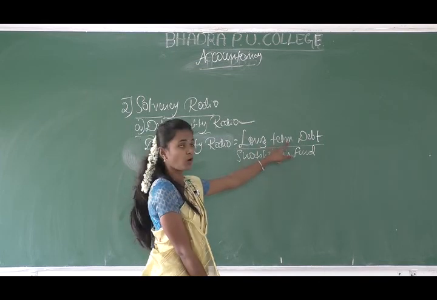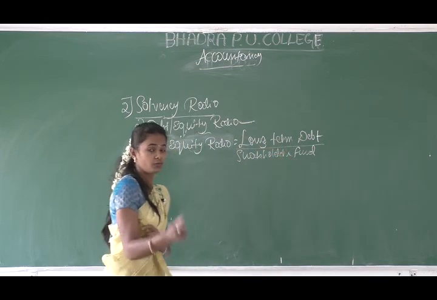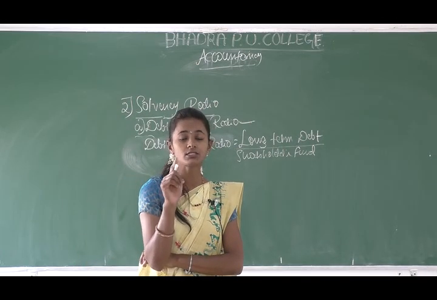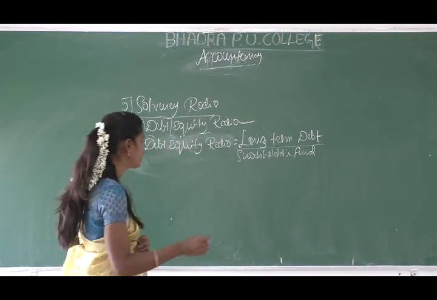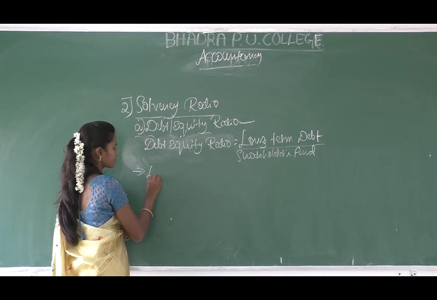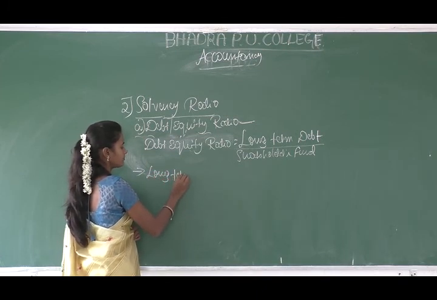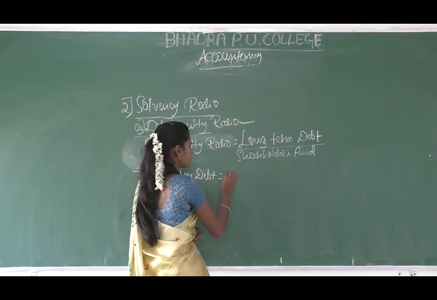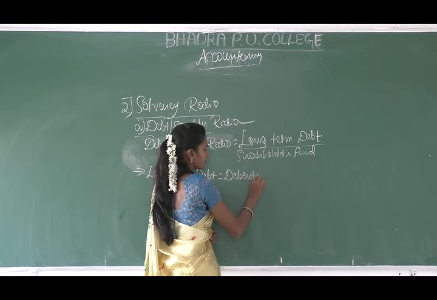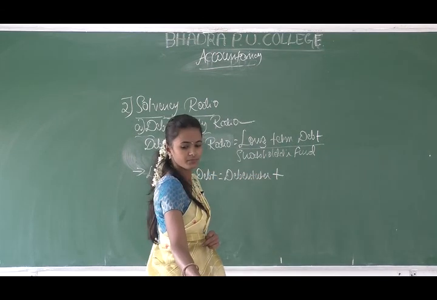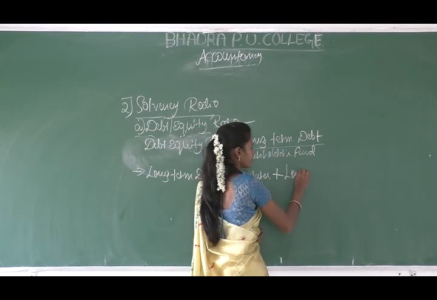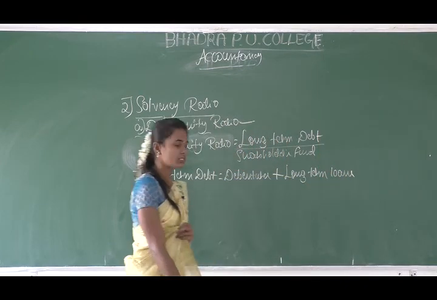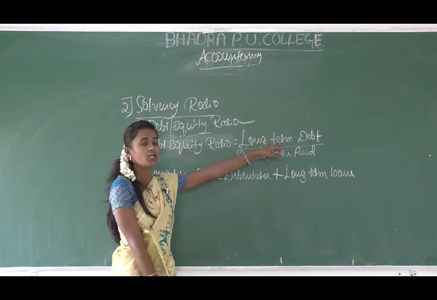Again, to calculate a long term debt, again we have a formula. Okay. Formula for the calculation of a long term debt is long term debt is equals to debentures plus long term loans. Okay. I'll write here, to calculate a long term debt, long term debt is equals to debentures plus long term loans. So, this is the formula for the calculation of a long term debt.